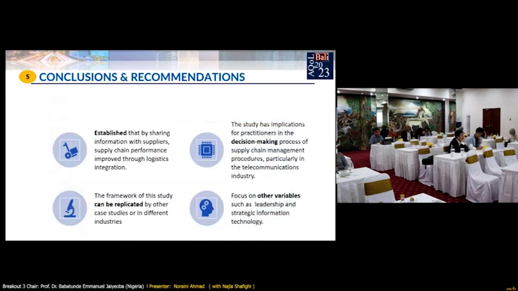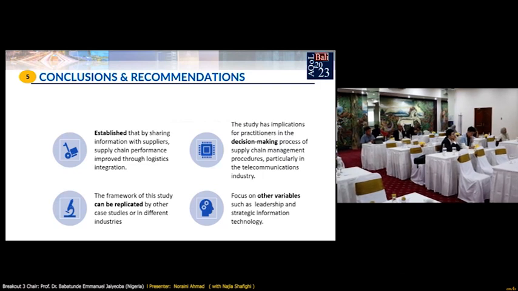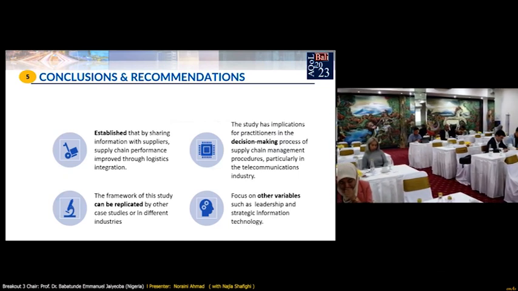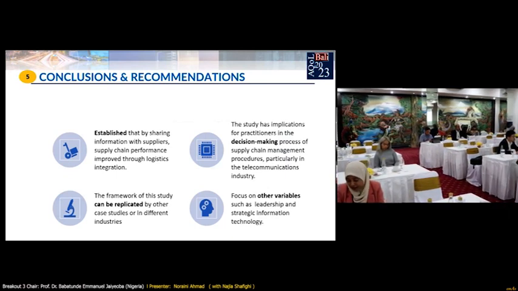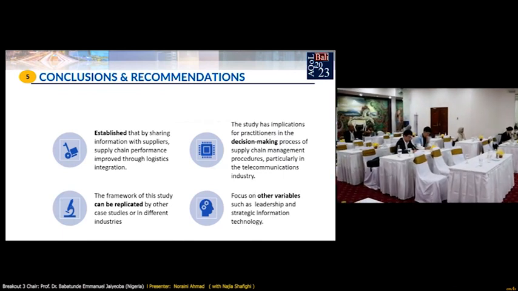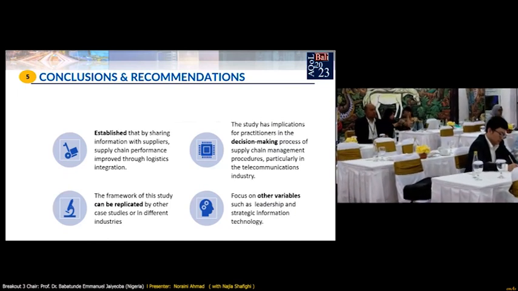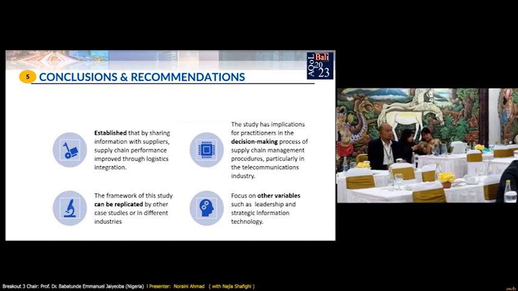Alright, the last part is the implications. We have implications in terms of the practitioners: it is useful for practitioners in making decisions. And the second implication is that it contributes to supply chain performance theory, and particularly we can say that it contributes to the telecommunication industry.